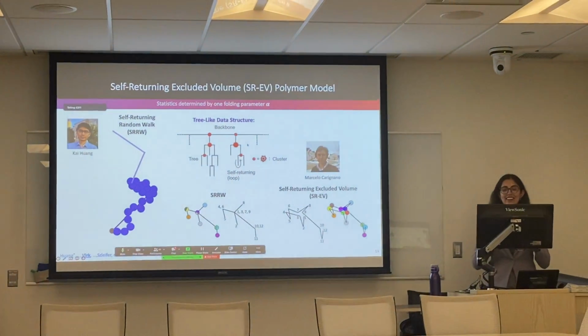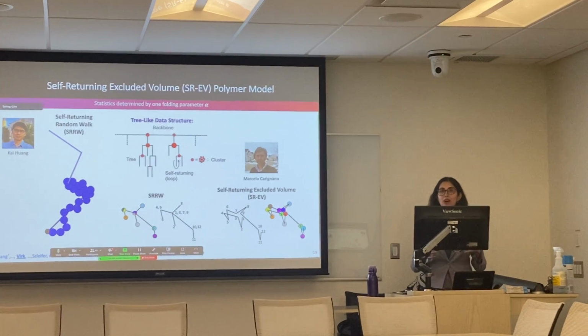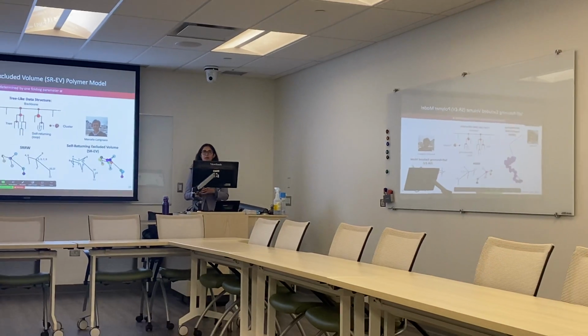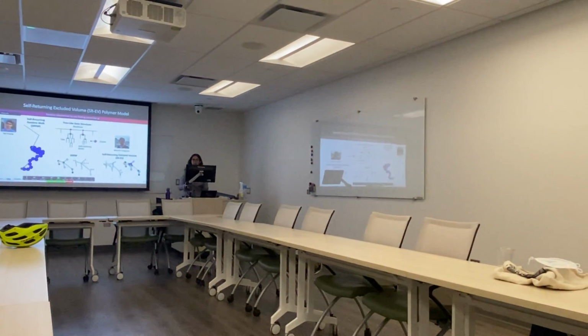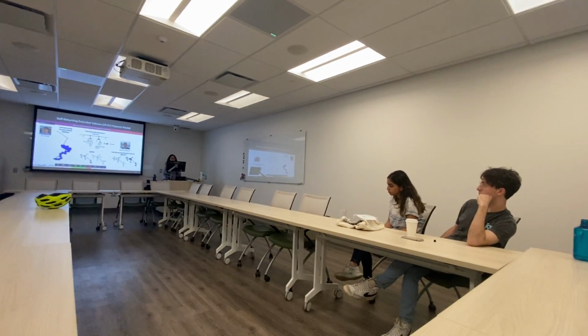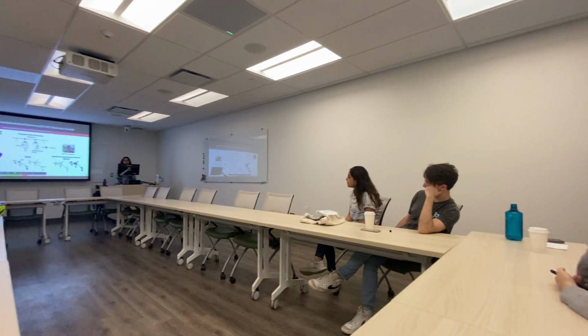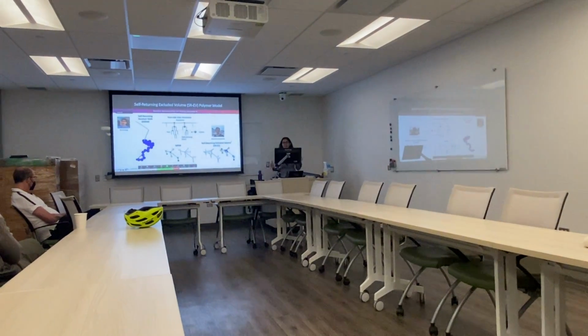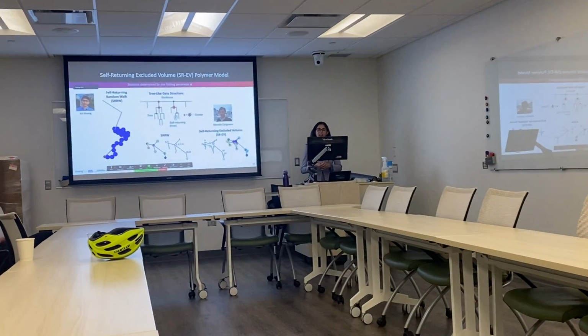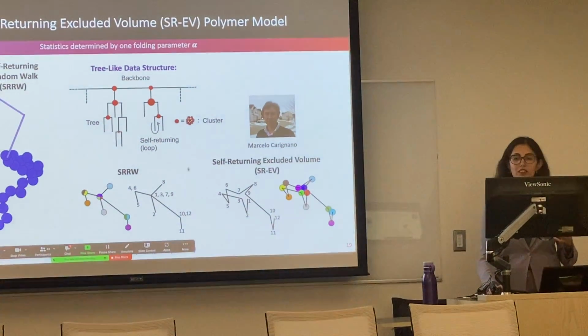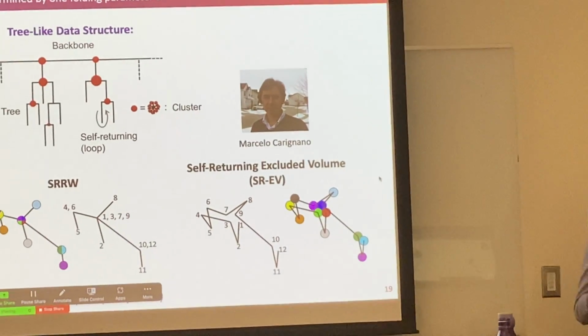And now that we had the self-returning random walk, one problem for using it to represent the chromatin polymer is that it disobeys two important components of polymer models. First of all, the self-returns result in a lot of overlap, so you can see each of these different colored monomers return to the same step, and in addition, it doesn't have a linear chain topology. So Marcelo Carignano, who's a current senior researcher in Szleifer's group, developed an optimization procedure to turn this statistical model of chromatin into a self-returning excluded volume polymer model.